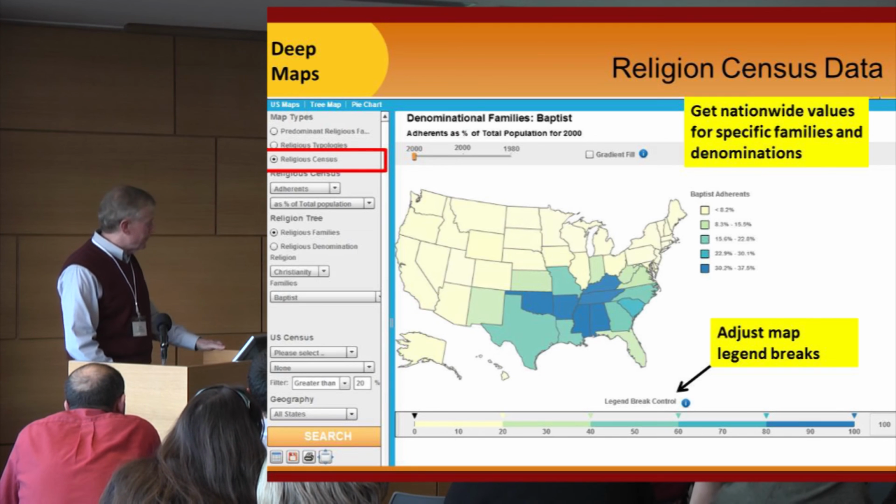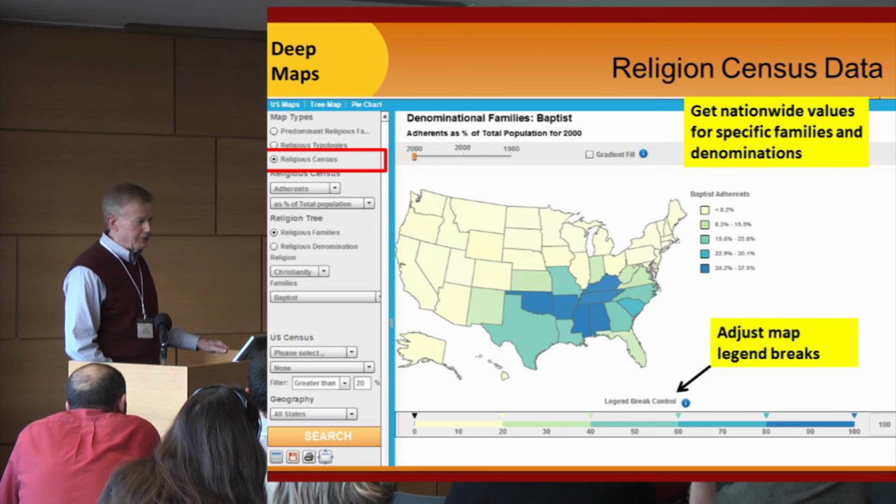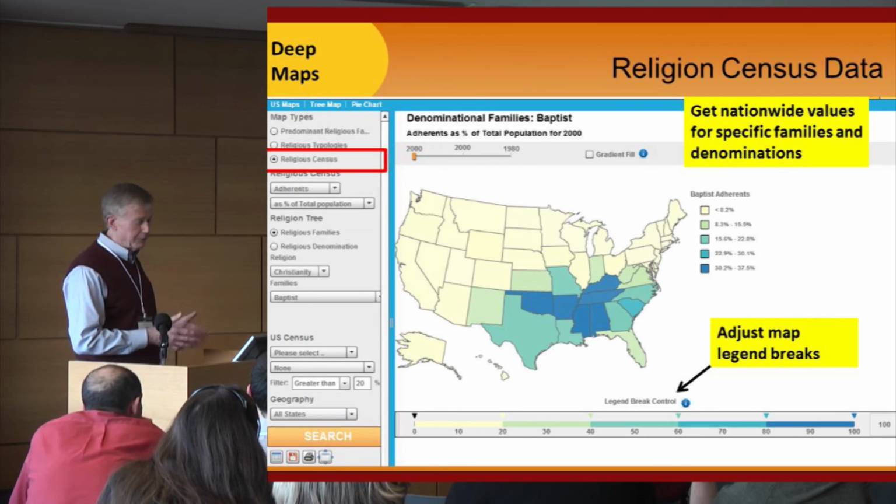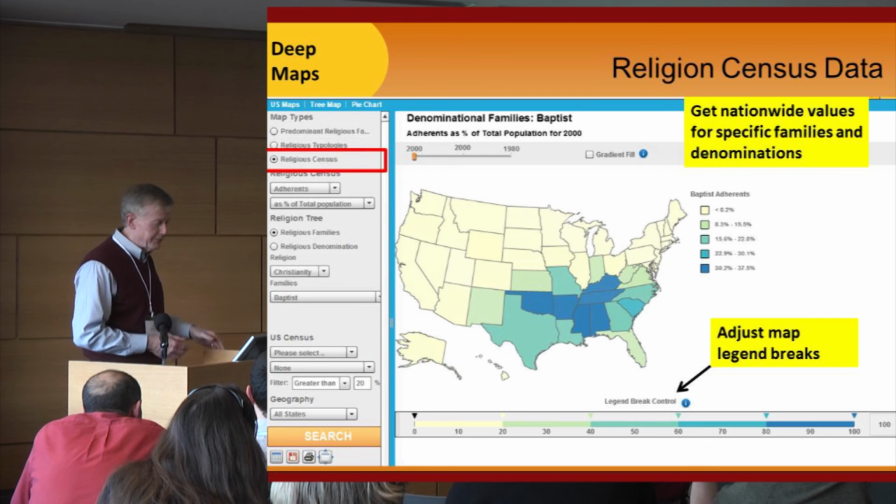We've also allowed the user to adjust the legend break. So if you don't like the legends that are provided automatically by the software, you can go in and adjust the legends to anything that you want, if you want to see quintiles or deciles or however you'd like to see that.